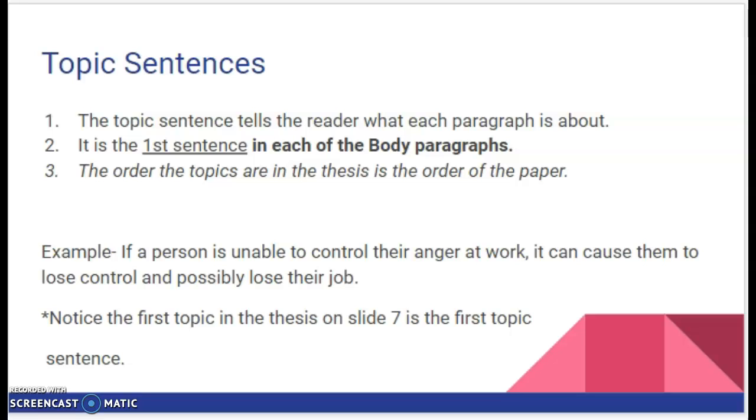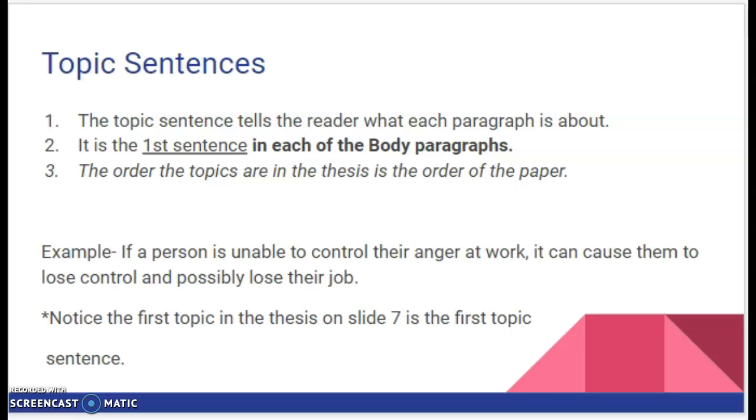Next, let's talk about topic sentences. The topic sentence tells the reader what each paragraph is about. So each topic sentence will address each of the items in your thesis statement. And the order of the topics in the thesis is the order of the paper.